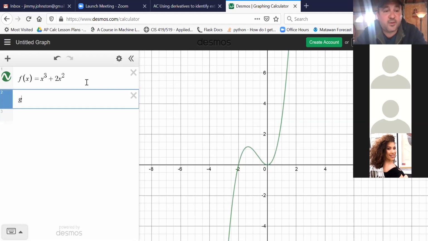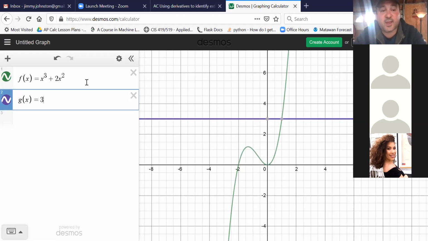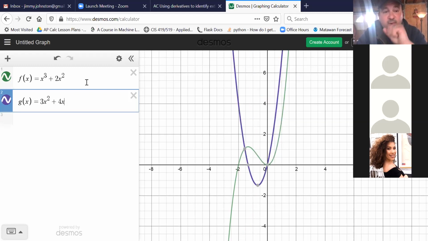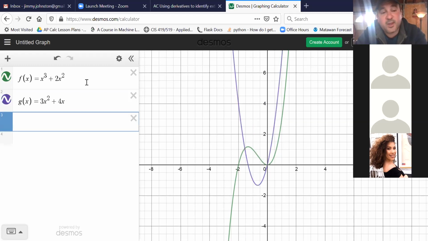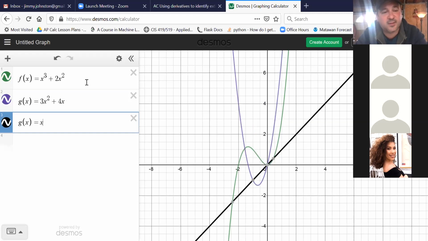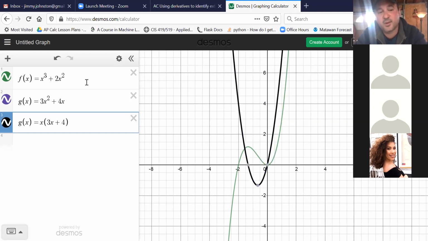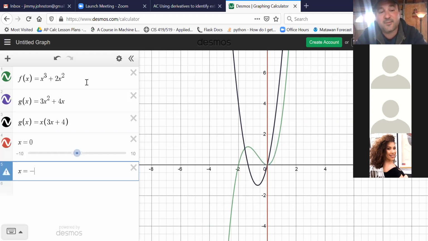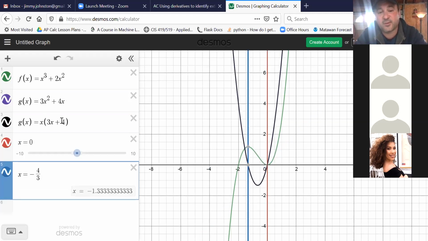So our derivative here, g of x, is 3x squared plus 4x. We can rewrite that by factoring out an x, so g of x is equal to x times 3x plus 4. And so that means x is equal to 0. That's where one critical value is. And x is equal to negative 4/3 when you solve this for 0. Those are your two critical values.